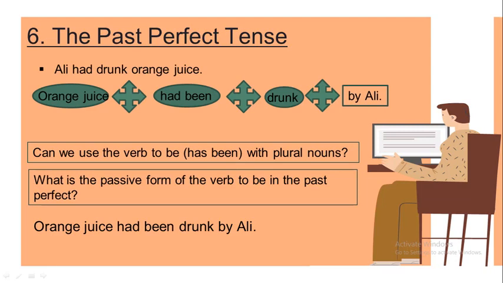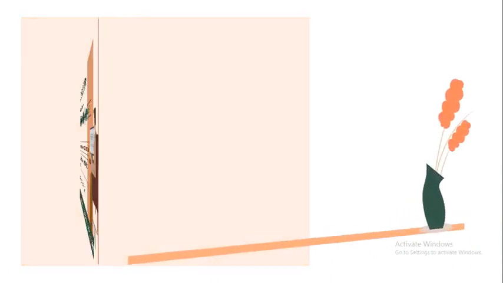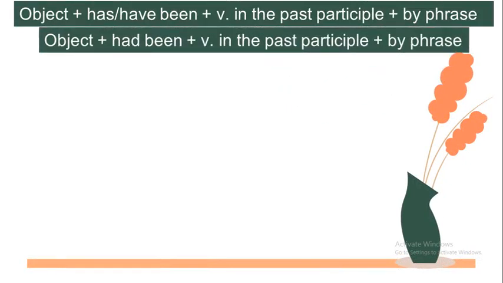Now it's your turn to deduce the general form of the passive voice in the past perfect. Great job! It's formed from the object plus had been plus the verb in the past participle and the by phrase. Let's apply these 2 rules on the following sentences. We'll have the 2 rules in front of us in order to follow them.